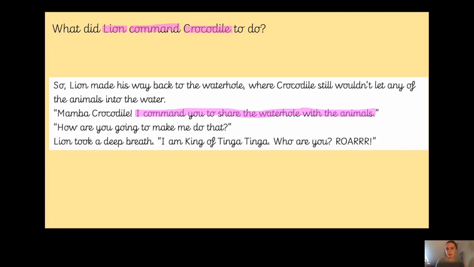So that's what I would like you to do now. I would like you to answer this question. After you've finished answering this question, you also have some other retrieval questions on your worksheet, Year 2 Reading, 29th of June, resource 1. Okay, so if you could go and do those questions now, that would be fantastic.